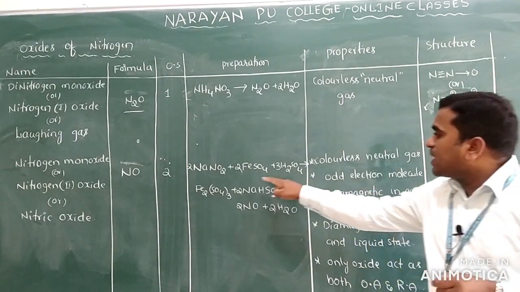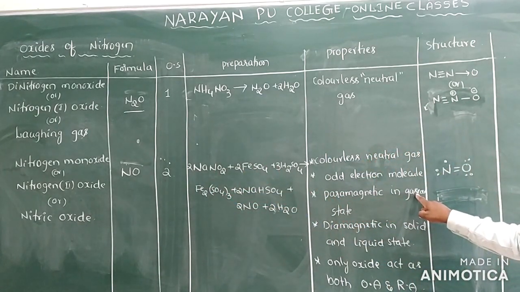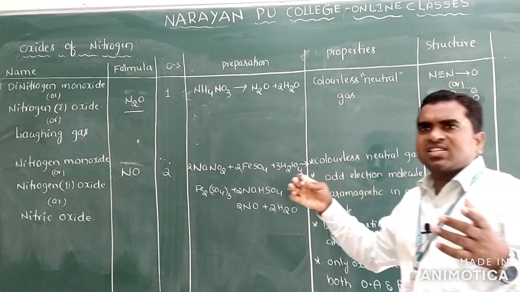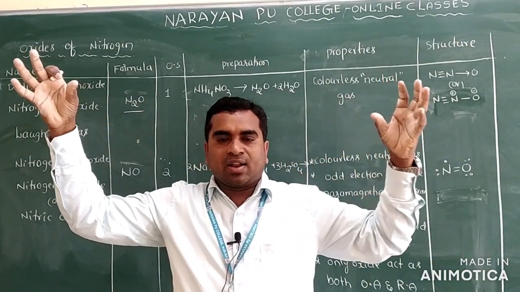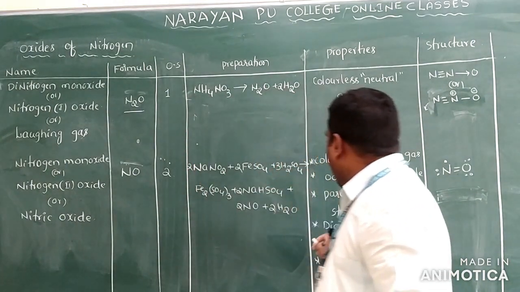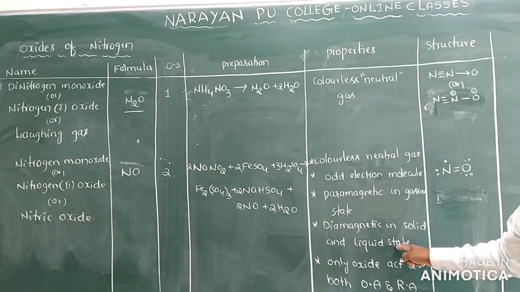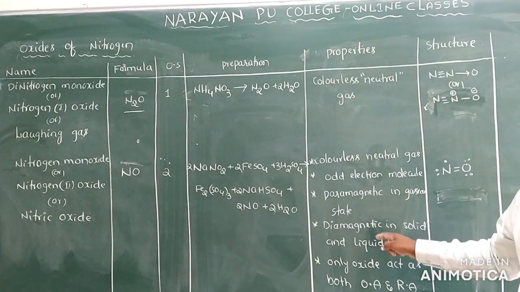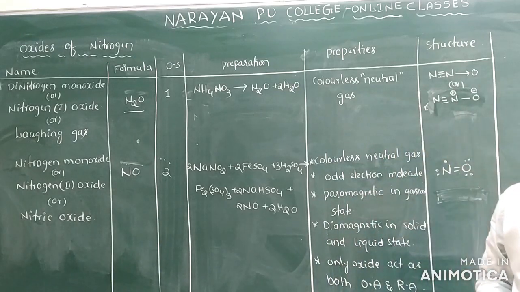NO is paramagnetic in the gaseous state only. In the gaseous state, the NO molecules are very far away from each other. But it is diamagnetic in the solid and liquid state. Why? Because of dimerization.